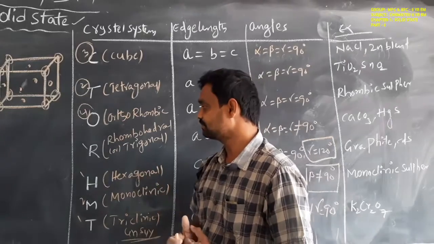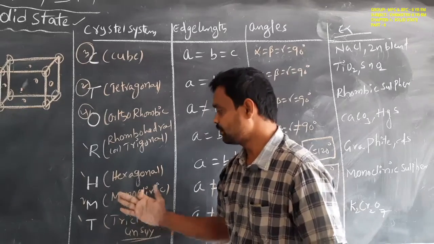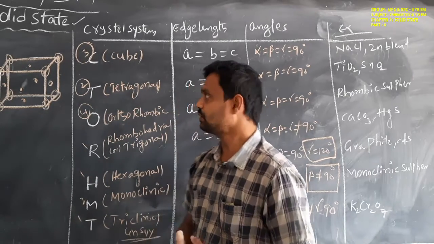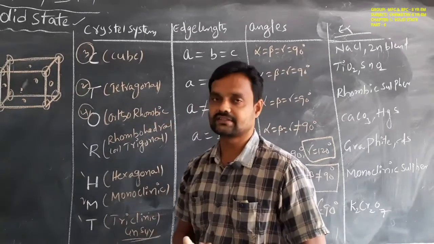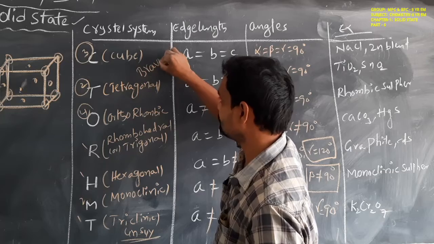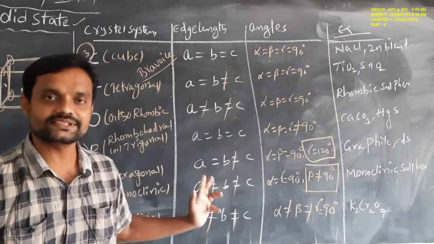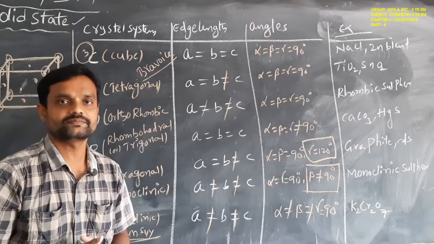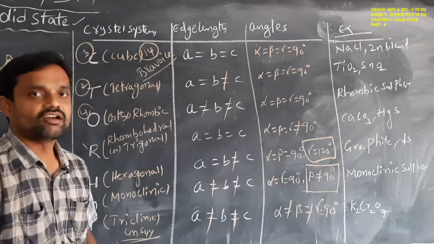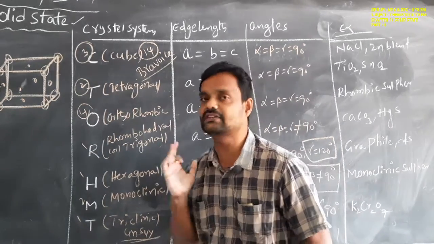Like that, in rhombohedral, only one: simple or primitive. In hexagonal, only one: simple or primitive. In monoclinic, 2 variations exist. In triclinic, only 1 variation exists. Total 14 variations exist. So that 14 will be called Bravais lattices. So these are the 7 crystal systems in 3-dimensional unit cells, and total 14 Bravais lattices. Total how many? 14 Bravais lattices exist in 3-dimensional unit cell.